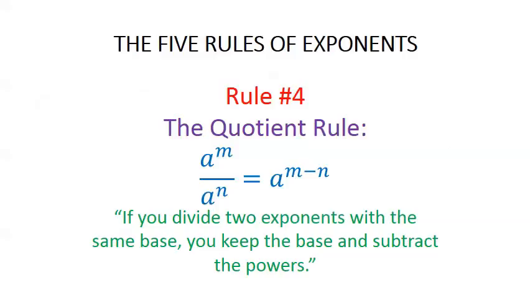Next. Rule number 4, the quotient rule. Now, quotient is not something that we use a lot in math, but it basically means the answer after you divide.